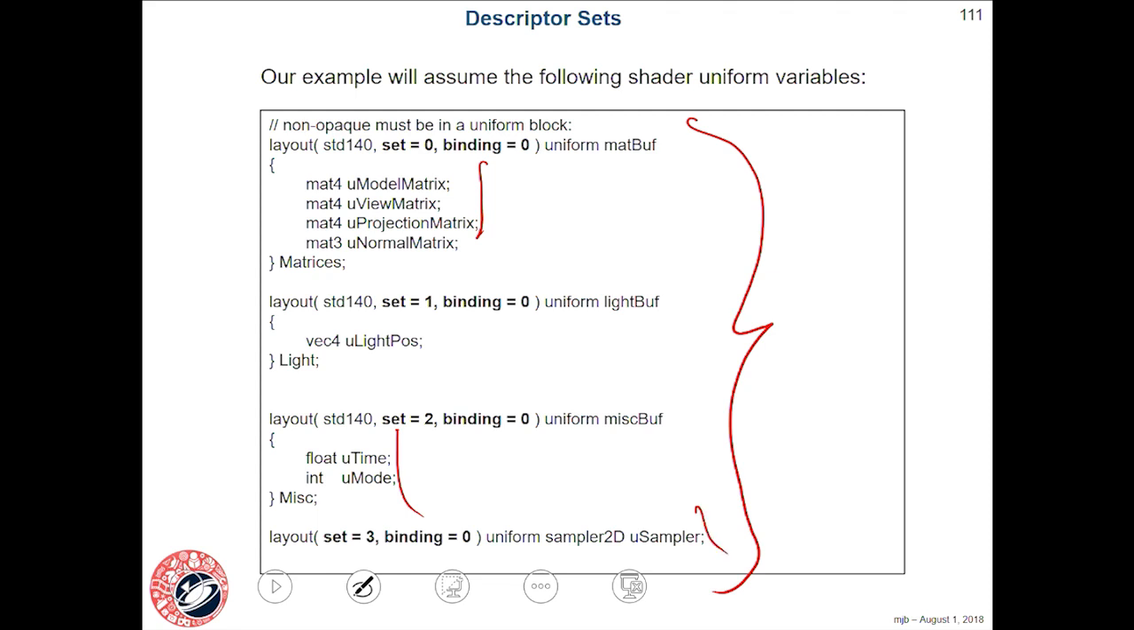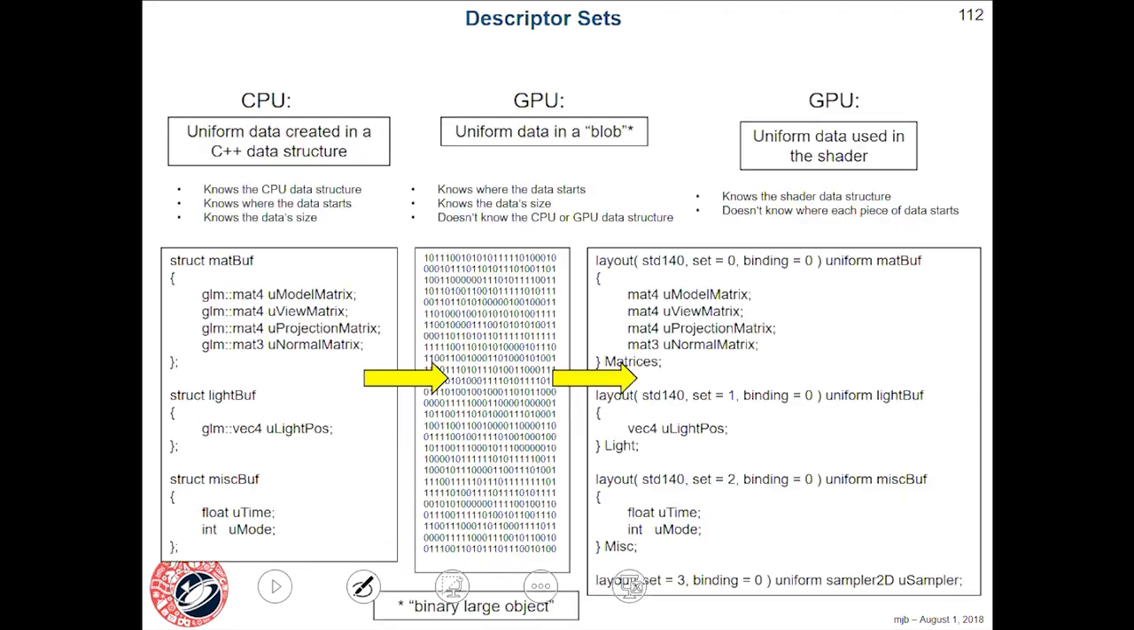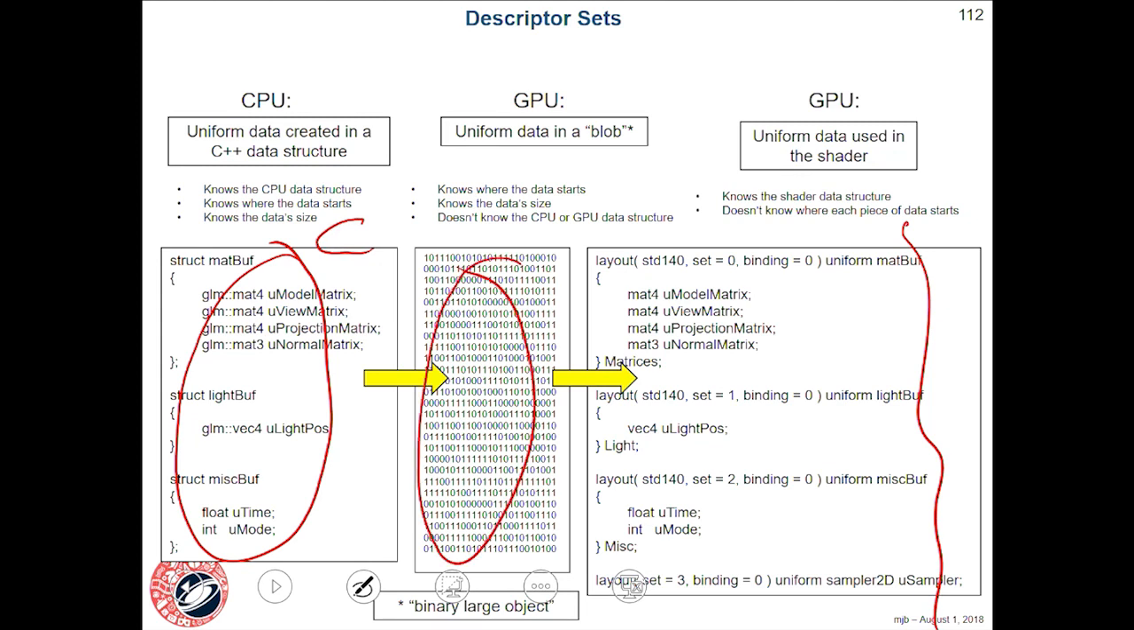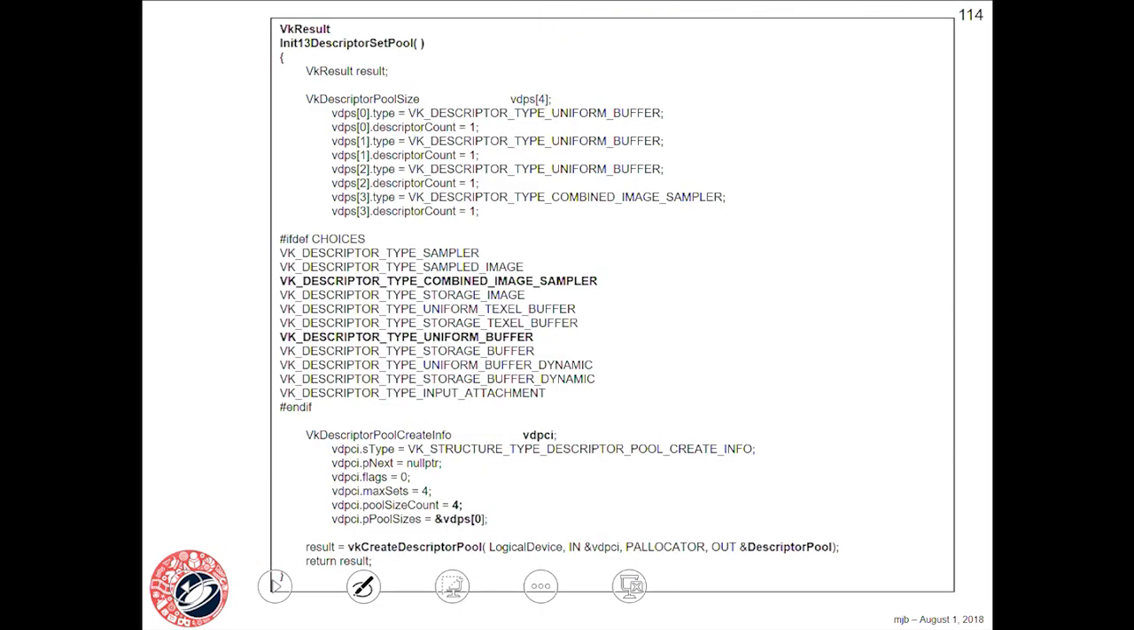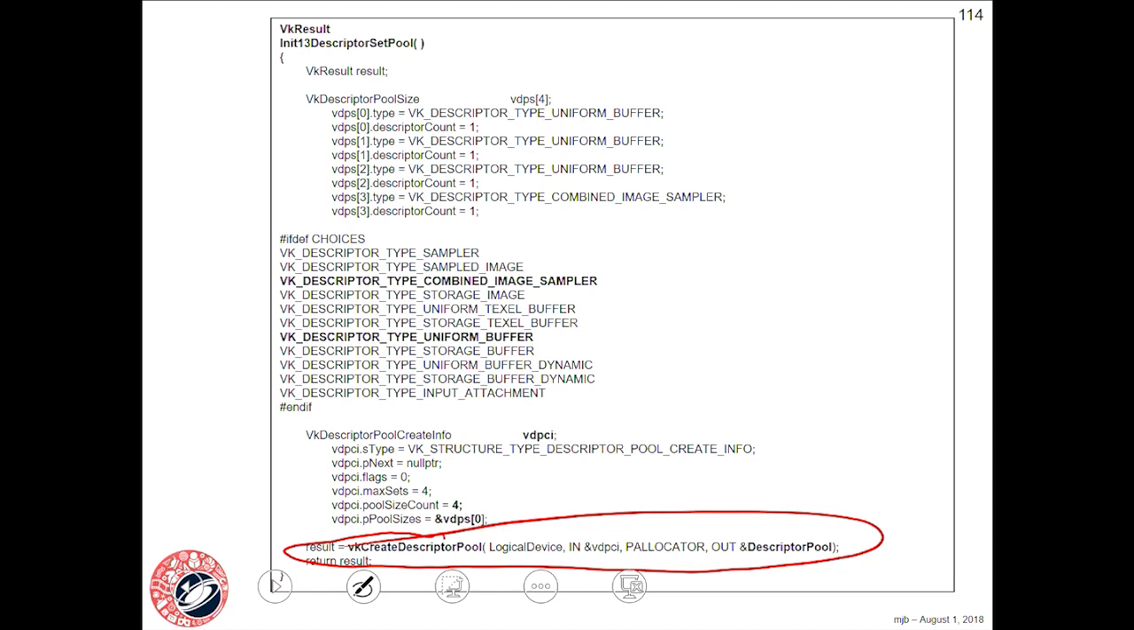Okay, so our example is going to assume this, where we've got matrices, some lighting, some miscellaneous stuff, and a texture. So when we're creating this, it's important to realize that all this data is in C structures somewhere, and all this data has to end up over here. But in between, if you could peek at it, it's all just zeros and ones. It's all just bits. It's all just bytes coming across. Okay? And so the descriptor sets, they're part of the pipeline. They end up being created to hold this kind of information.